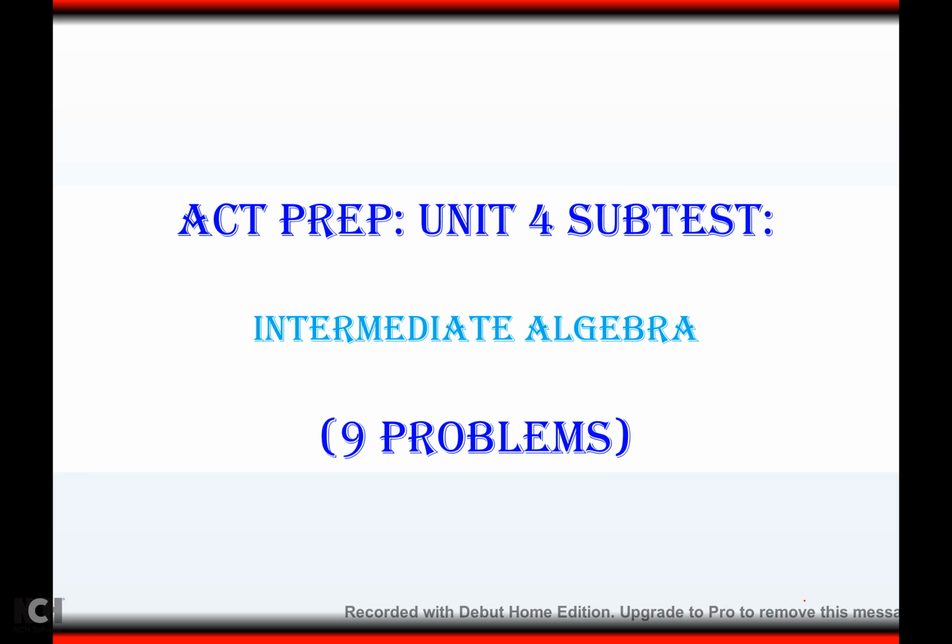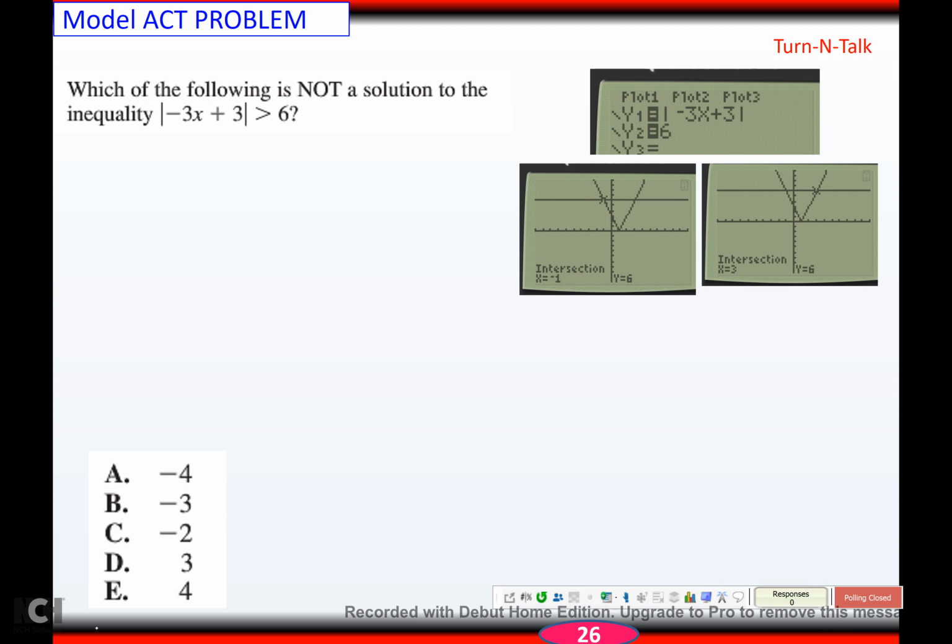All right, welcome back. We are going to take a Unit 4 subtest over intermediate algebra. Good luck. Give this one a shot. Hit pause, come back when you're ready.